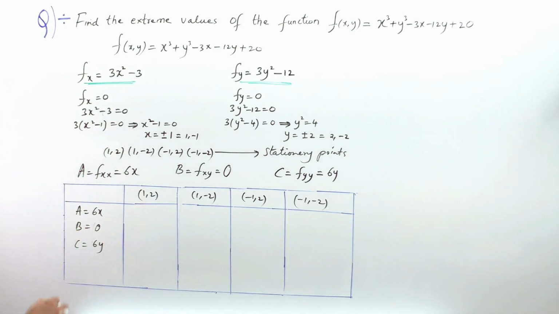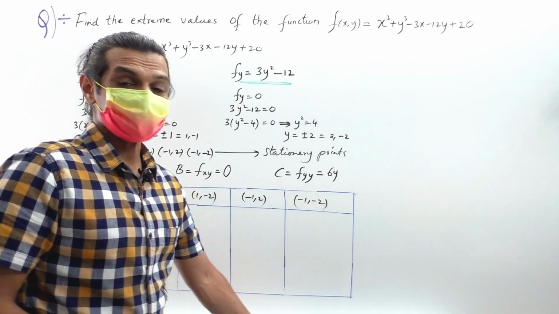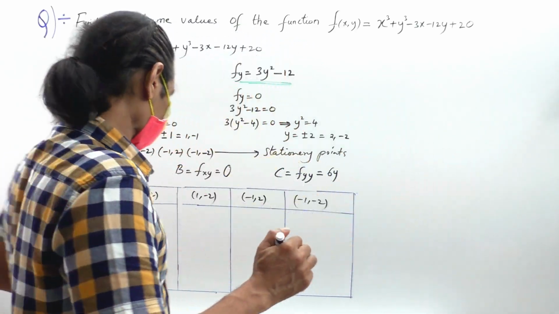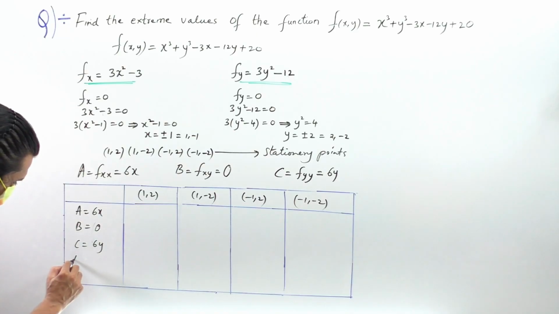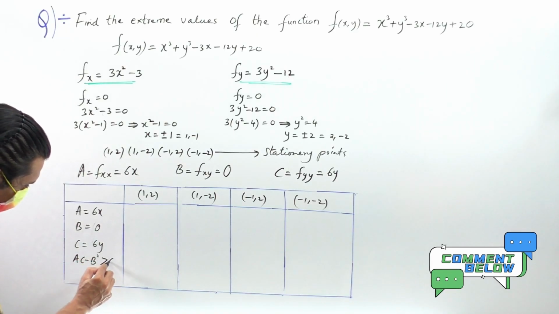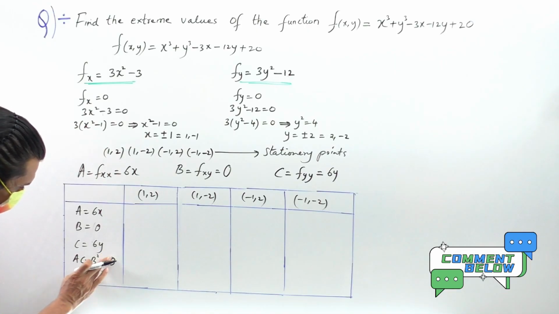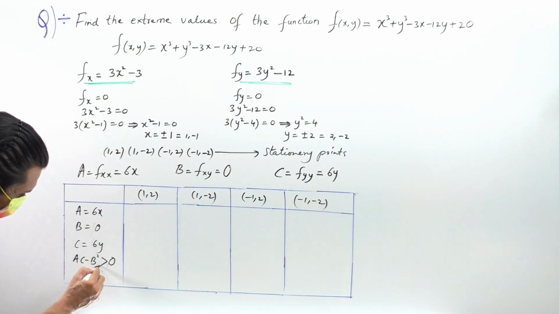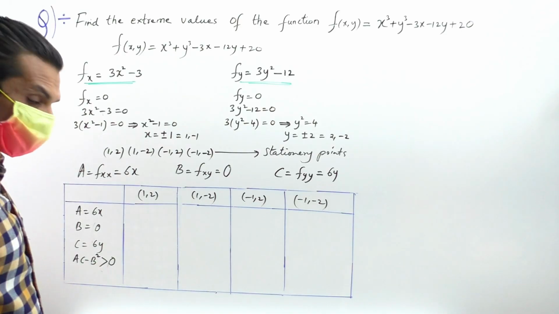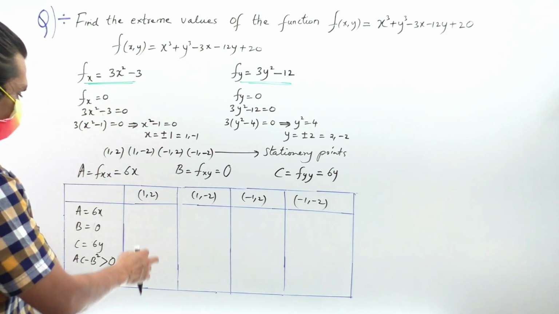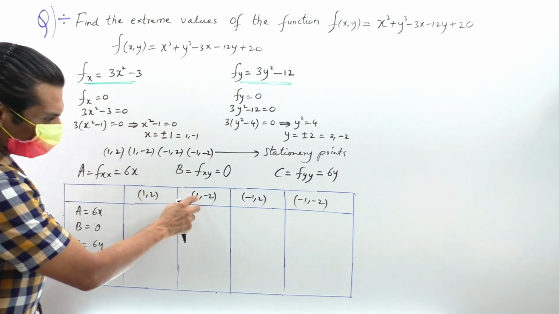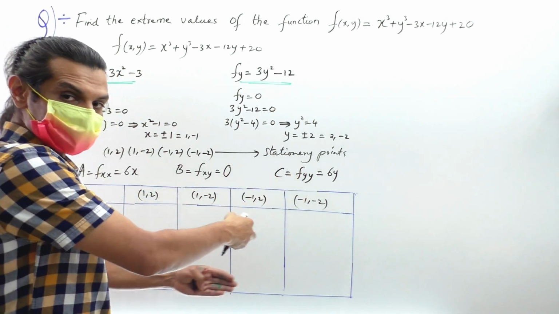Now, what is the condition? We have discussed the condition was AC minus B square greater than 0, compulsory. Okay. So, AC minus B square greater than 0 is the condition which we need to follow to find the maximum and minimum values. Fine. Now, see 1, 2, these are all various stationary points. X is 1, y is 2, x is 1, y is minus 2, and so on. Let us put in A, B, C here.